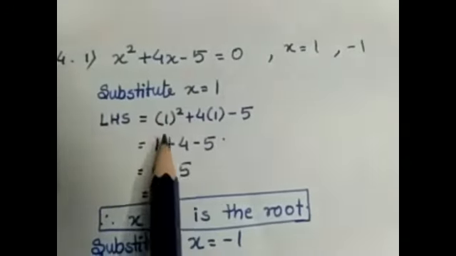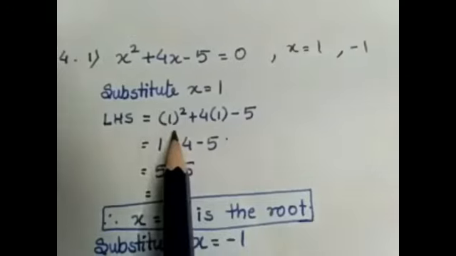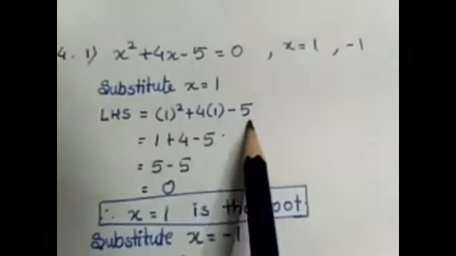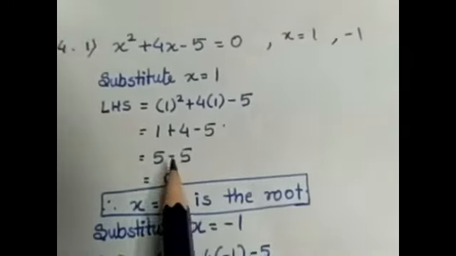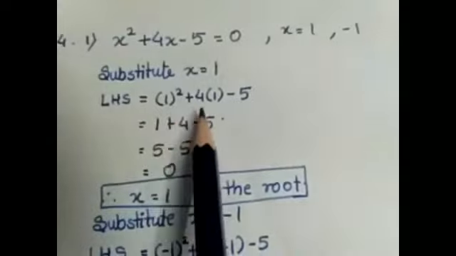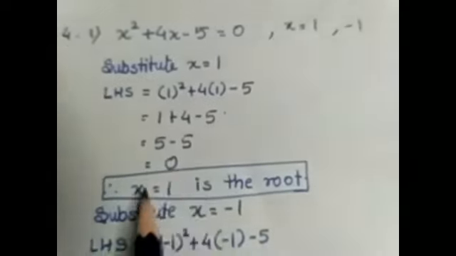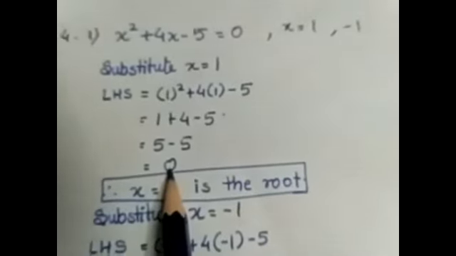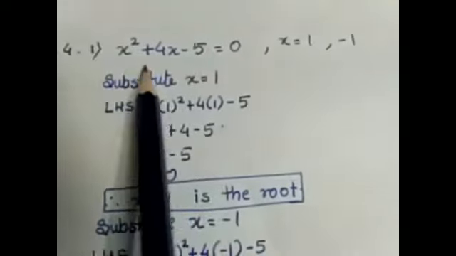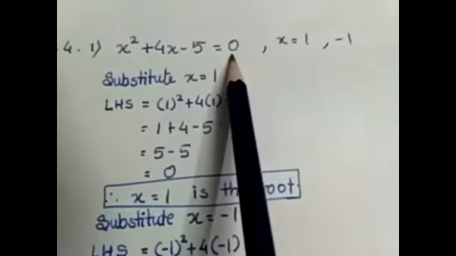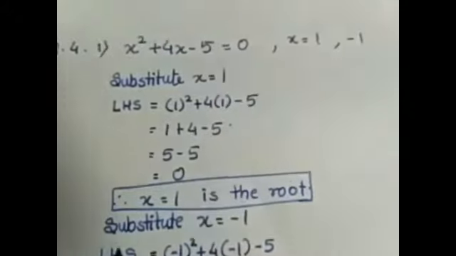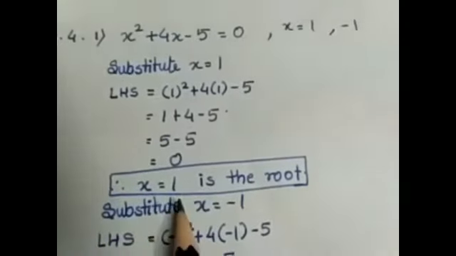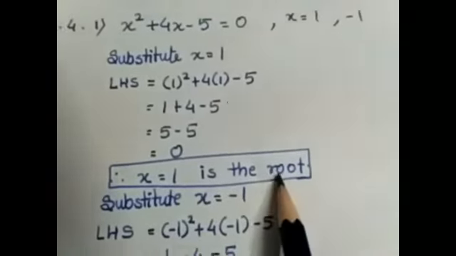So we substitute it: x square means 1 square, plus 4 into 1, minus 5. After solving, 1 square is 1, 4 into 1 is 4, minus 5, and the answer is 0. So the left hand side becomes 0, equal to the right hand side. So we can say that x is equal to 1 is a root.